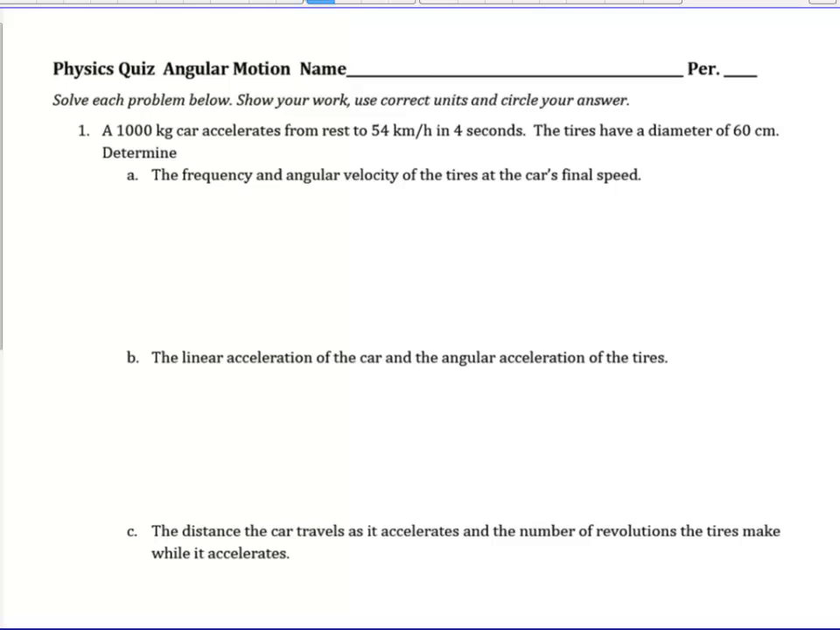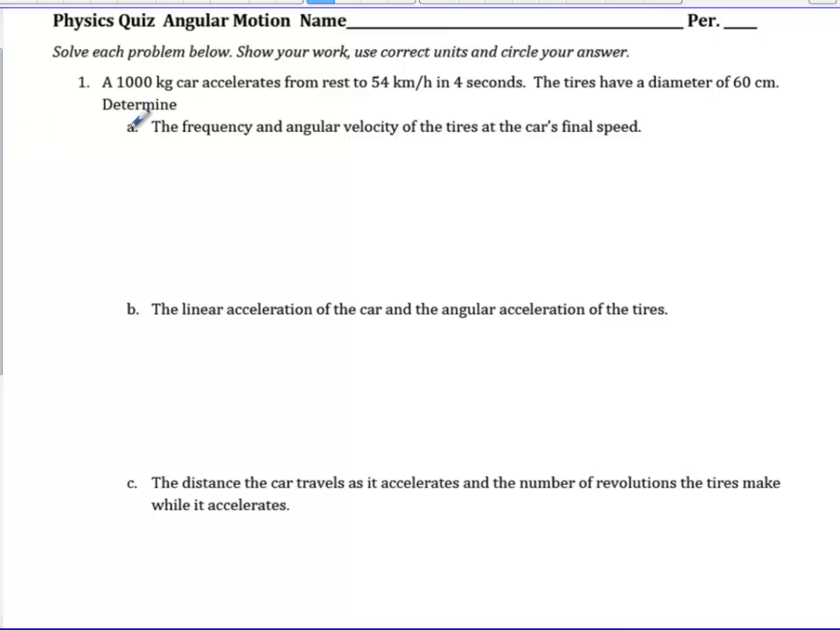We're going to go ahead and work a couple example problems. So this is a quiz from a couple years ago. A 1,000-kilogram car accelerates from rest to 54 kilometers per hour in 4 seconds. The tires have a diameter of 60 centimeters. There's a lot of information I just threw at you, and all of it's mean. And I say that because this is kilometers per hour, this is seconds, this is centimeters.